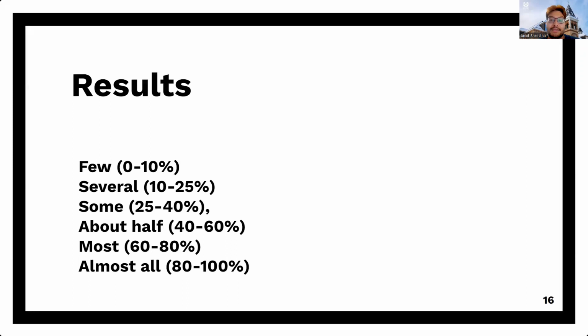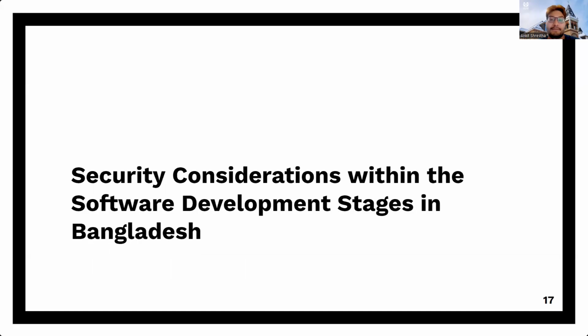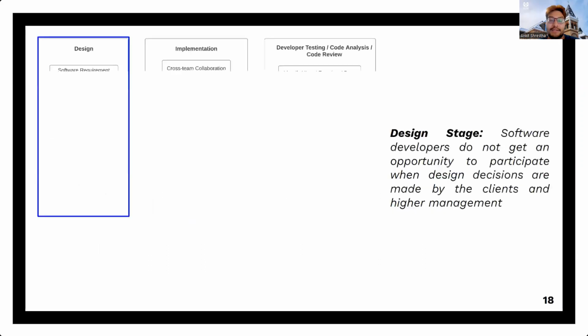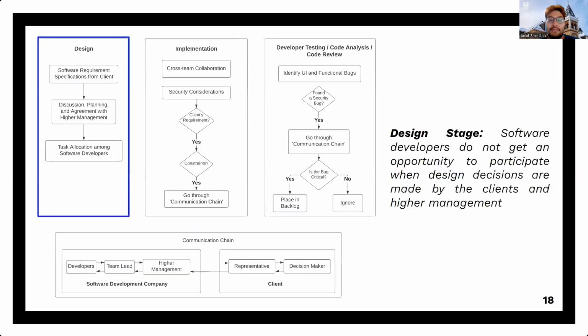Moving on to the results section, we will be using some keywords as shown here to refer to the corresponding participant range. Our first theme is security considerations within the software development stages in Bangladesh. From our findings, we realized that the software development lifecycle needed some changes to match the process in Bangladesh. Starting with the design stage, we found that software developers do not get an opportunity to participate when design decisions are made by the clients and higher management, which later results in delays in projects.